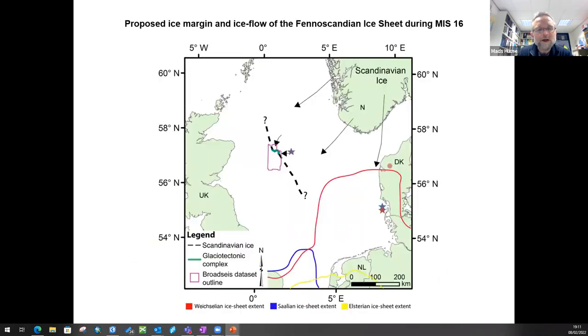Okay, so this is how the 3D seismic survey sits in the North Sea and how the glacial tectonic thrust front strikes. And we infer that that was due to a Scandinavian ice sheet advancing across the North Sea in this case. The other colored lines on here are just the still stand lines or the maximum extent lines for the last three glaciations. Next slide, please.